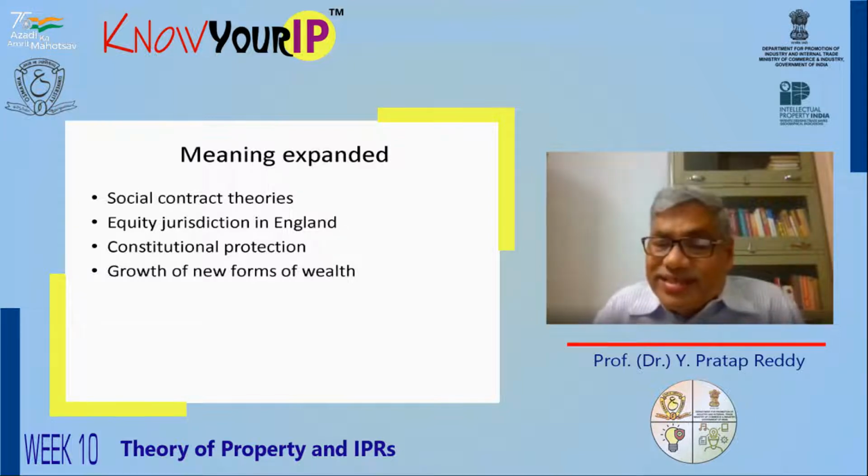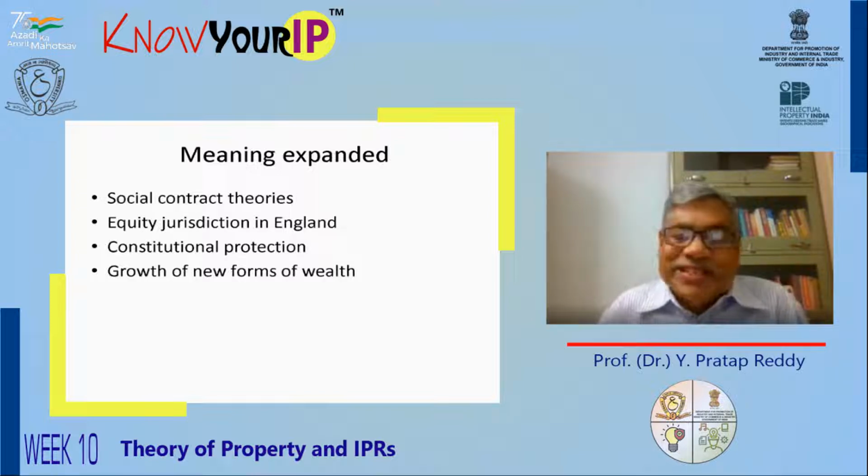One is social contract theories. Social contract theories recognize property as a natural right. In an informal contract between the people and the state, the people conferred power or surrendered power to the state in order to protect their rights, especially the right to life, right to liberty, and right to estate, right to property. To protect their life, liberty, and property, power is conferred on the state.